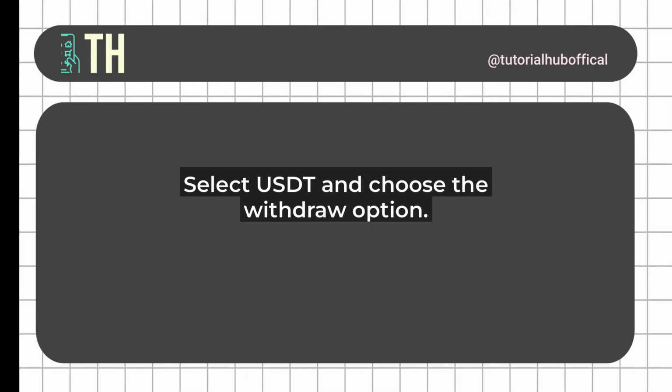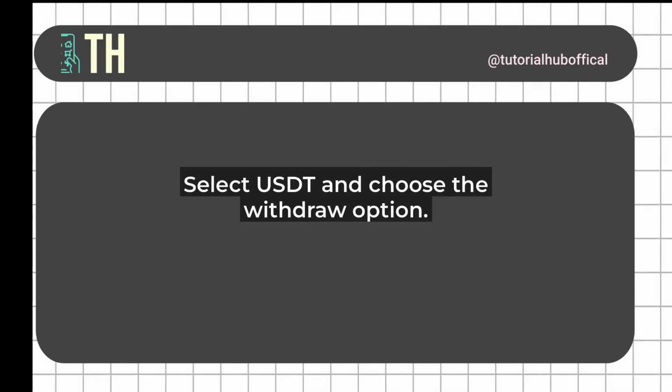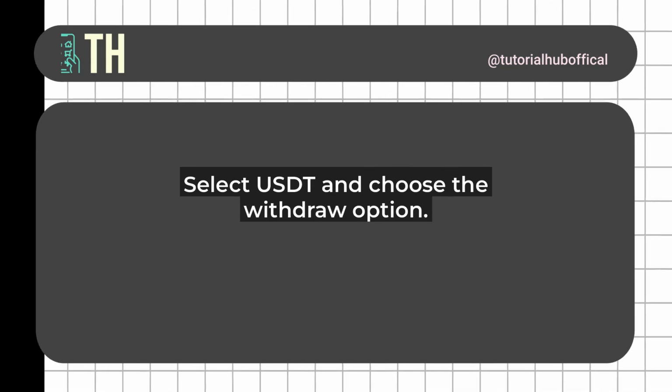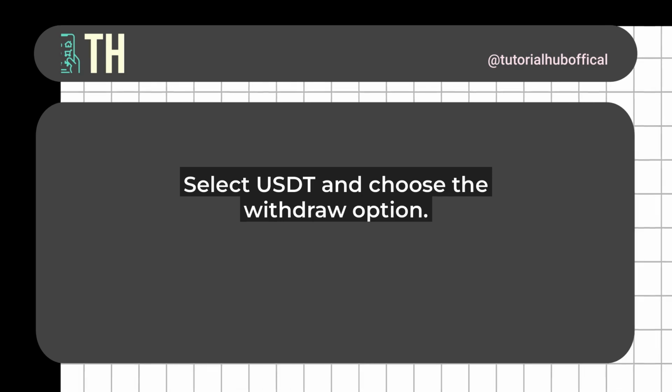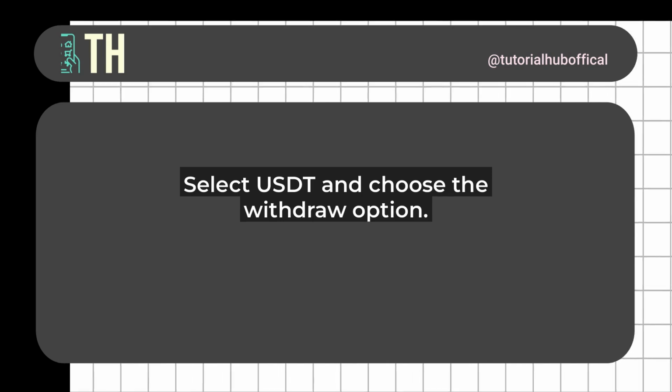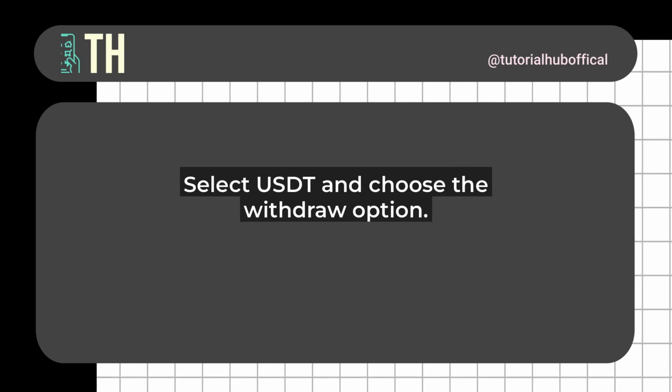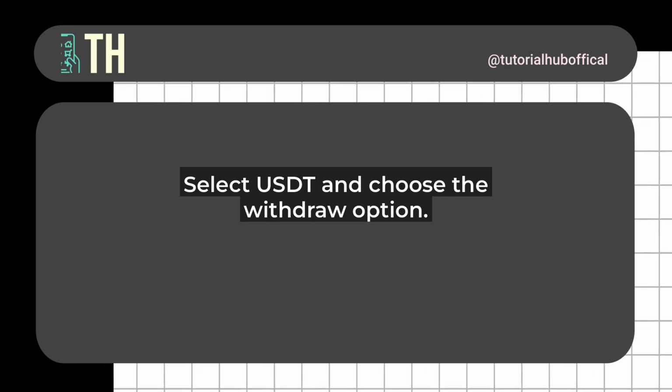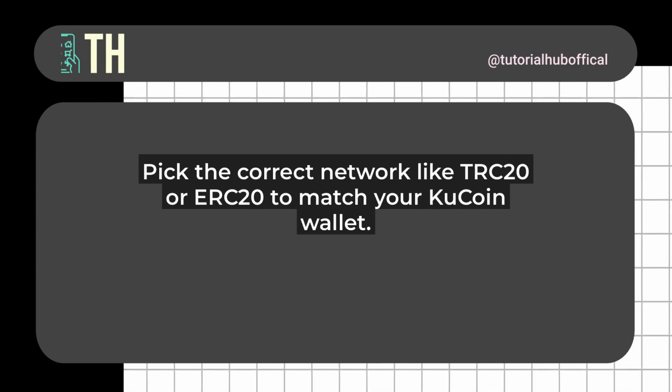First things first, before you start, make sure you have verified accounts on both Crypto.com and Kucoin. You'll also need some USDT in your Crypto.com wallet and the exact wallet address from Kucoin. Always double-check for security. Crypto transfers are irreversible.